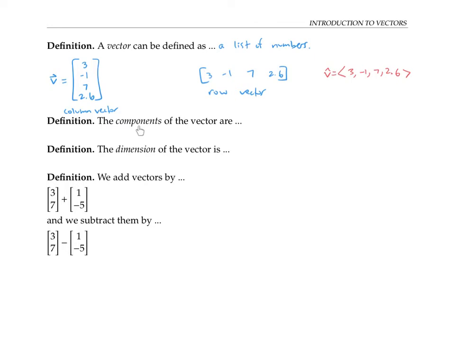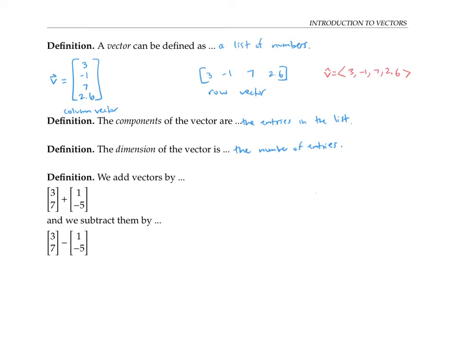The components of a vector are the numbers or entries in the list, and the dimension of the vector is the number of entries. So here, my vector has dimension 4 because it has 4 components. The first component is 3, the second is negative 1, the third component is 7, and the fourth component is 2.6. For the rest of this video, I'll be working with vectors of dimension 2 for simplicity. But everything I talk about does generalize to vectors of higher dimensions.